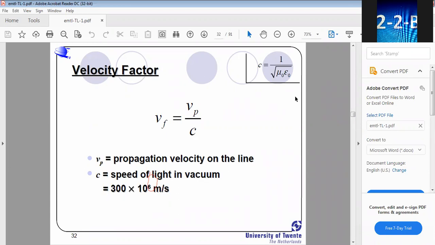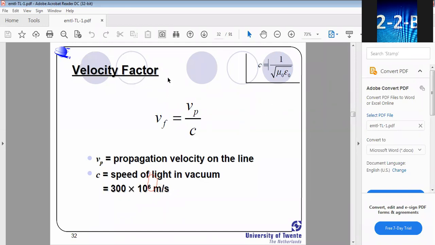See here, c equals 1 by square root of mu naught epsilon naught, and mu naught and epsilon naught are the medium constants. Here mu naught is nothing but 4 pi into 10 power minus 7, and epsilon naught equals 8.854 into 10 power minus 12. When we simplify this expression, we get 3 into 10 power 8, or 300 into 10 power 6 meters per second. That is the velocity of light.